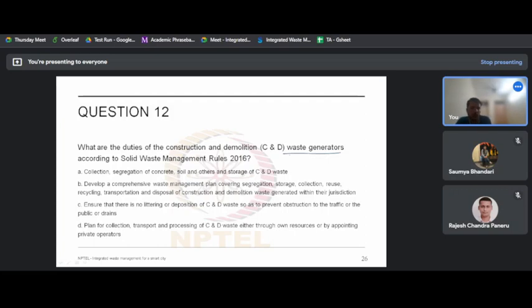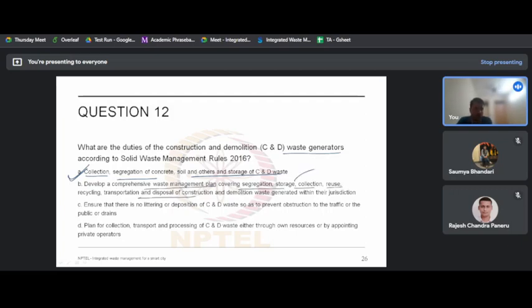So when we are a waste generator, we will collect the waste, segregate it, and store it. So that seems obvious. So A is correct. So second is developing a waste management plan covering the segregation, storage.